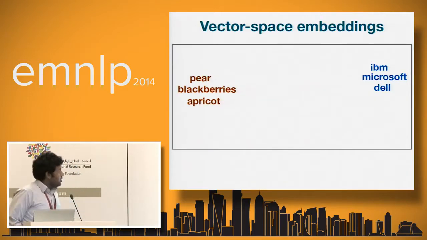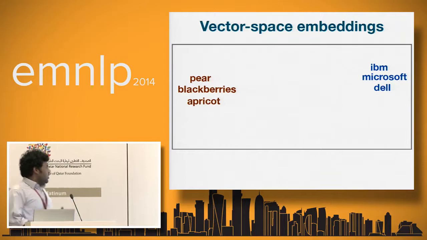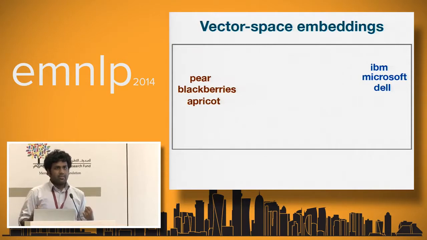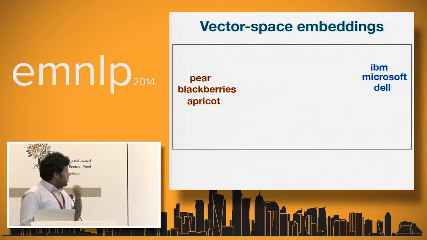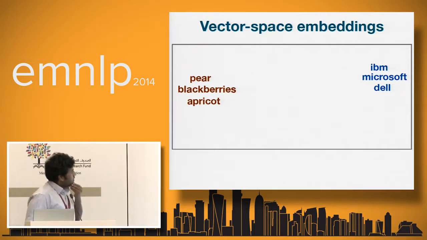Vector space embeddings are now increasingly popular in NLP, and here words are represented using real valued dense low dimensional vectors. They're very useful because these vectors are learned using large amounts of unlabeled data, and when you plug them in as features in supervised models, they usually help you generalize better. These vectors usually arrange in nice clusters of related words. I've shown here a cluster of fruits and a cluster of company names.